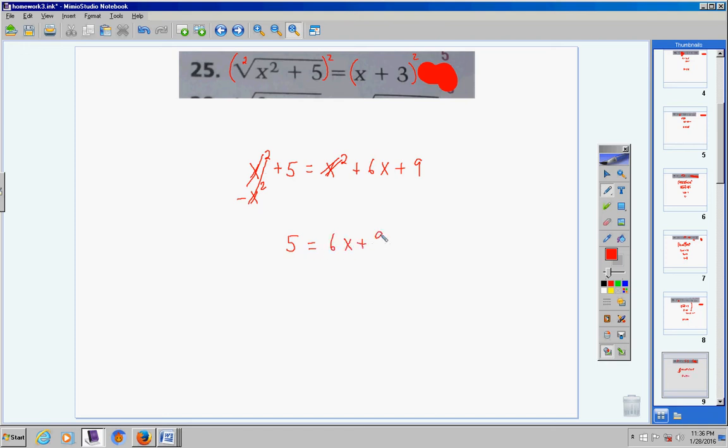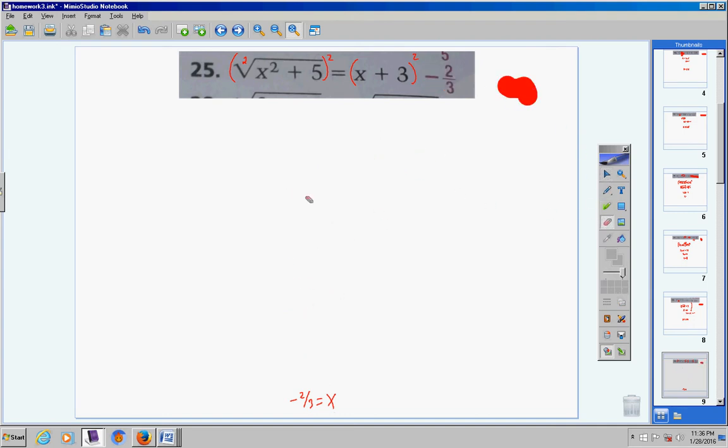So now we've got to bring the 9 over and make it a negative 9. So we're left with negative 4. And now divide both sides by 6 and we'll get negative 4 over 6 equals x. Reduce that and we get negative 2/3. Alright, negative 2/3 is the answer. Now, let's check that like we're supposed to on a test or a quiz. For x right here, I'm going to put negative 2/3.